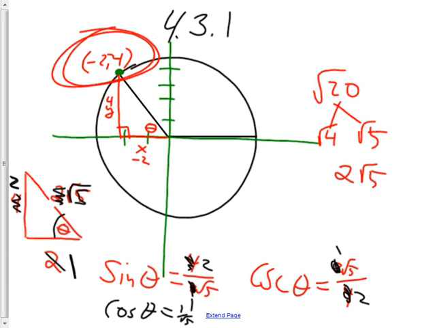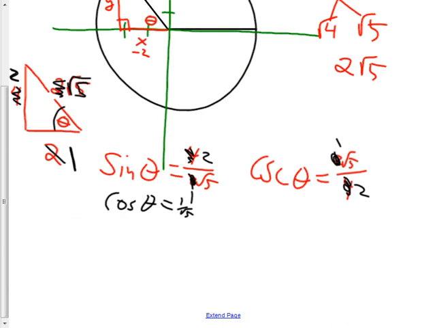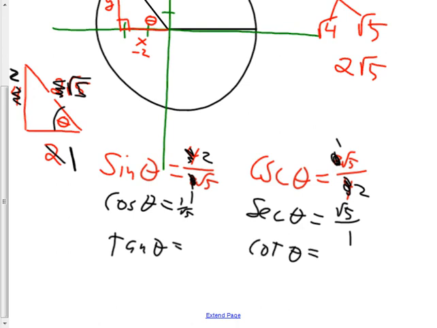All right, so let's finish that one up. Cosine we had, so then the one that goes across from cosine is secant, and that's a flip, so it's root 5 over 1. And now I'd like you to compare with the person next to you on the last one what tangent of theta is going to be and cotangent of theta. And again, that's in this triangle right here. And I know it's a little messy, but yours should be cleaner than mine.